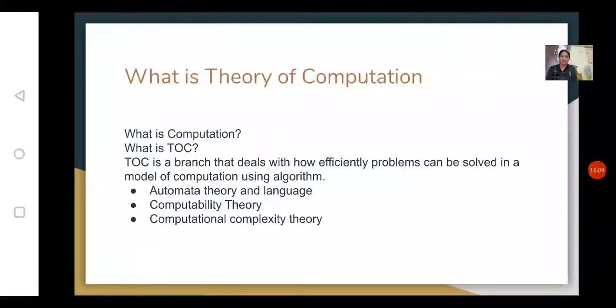First is automata theory and languages. In automata theory and languages, we will understand two types of automata, that is finite automata and pushdown automata. Computability theory basically deals with Turing machines, how machines are computable, that computability will be checked. Then computational complexity is related to research.